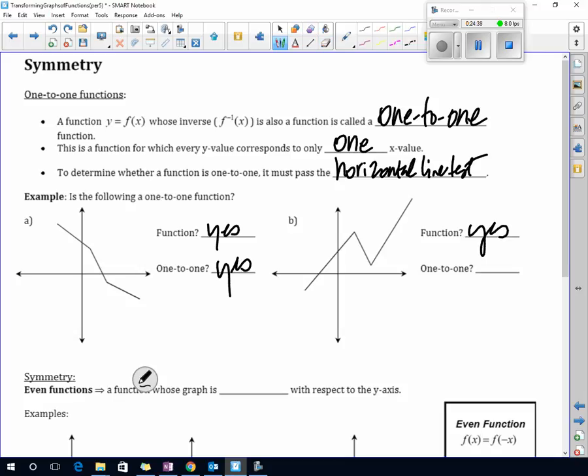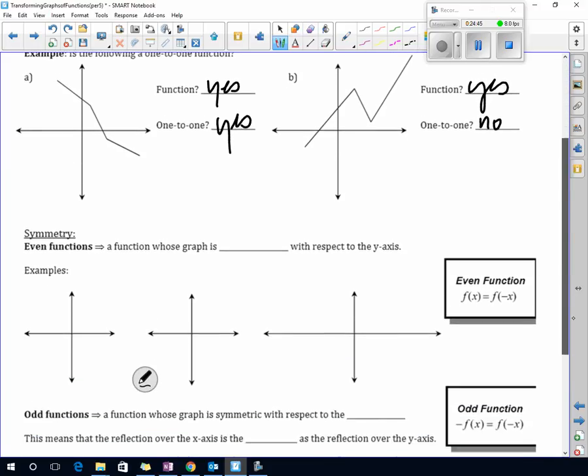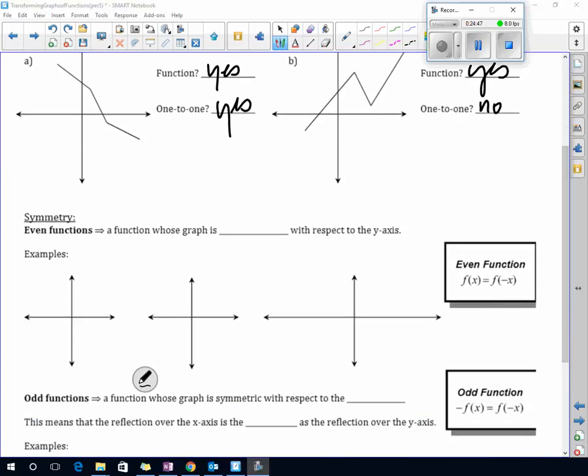So even function, a function whose graph is symmetrical with respect to the y-axis. So if the original function is the same as a reflection in the y-axis, then it's considered an even function, and it has all these nice properties that you'll see in calculus next year. So what would be an even function? What would it look like?